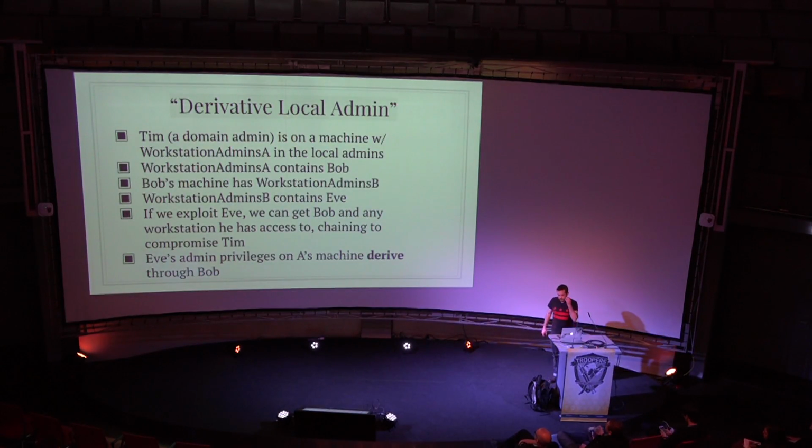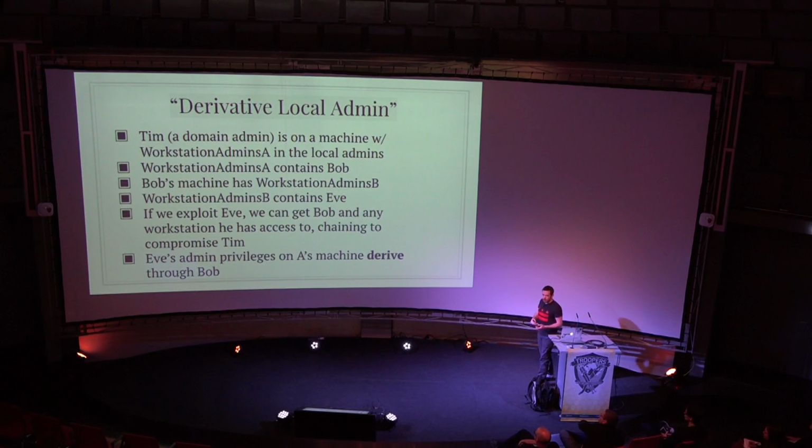So as an example, say we're going after Tim, a domain admin, who's on a machine that has the workstation admins A in the local administrators group. You know, this could be a help desk or something like that. Workstation admins A contains a user Bob. Bob's machine can be administered by workstation admins B. Workstation admins B contains A and kind of all the way down. So if we exploit this user Eve all the way at the end of the chain, we can use her access to compromise the machine where Bob is, grab his access, and use that to compromise Tim's machine.